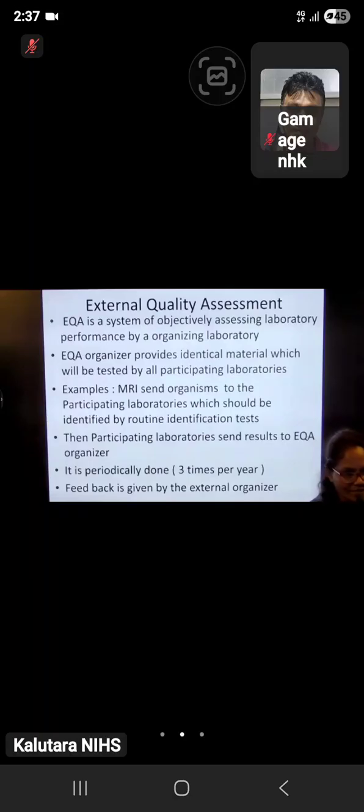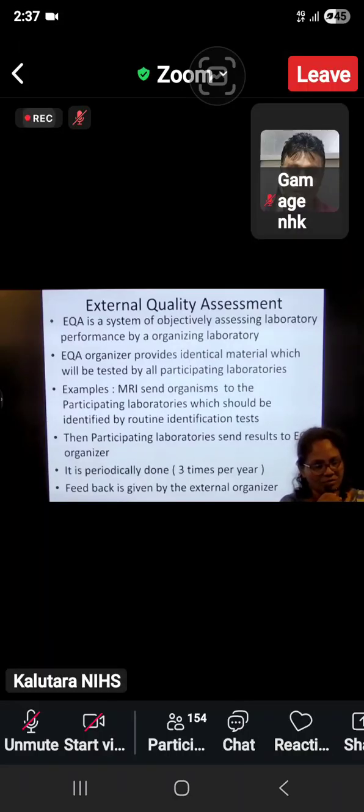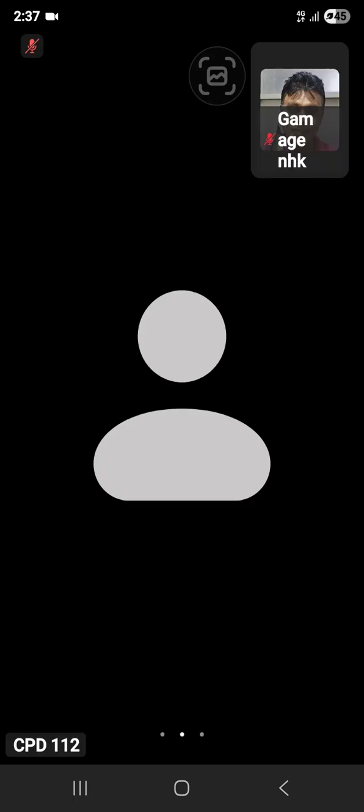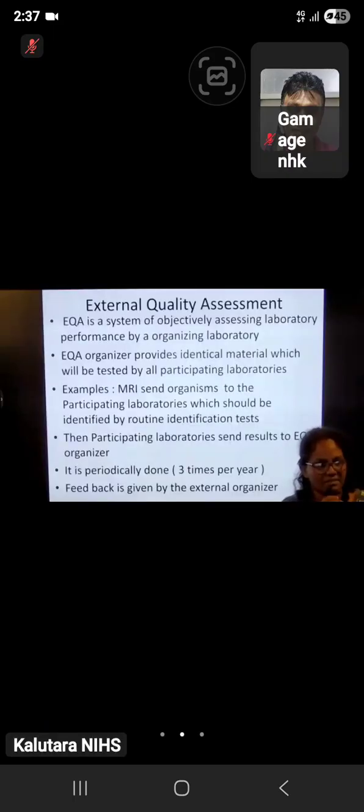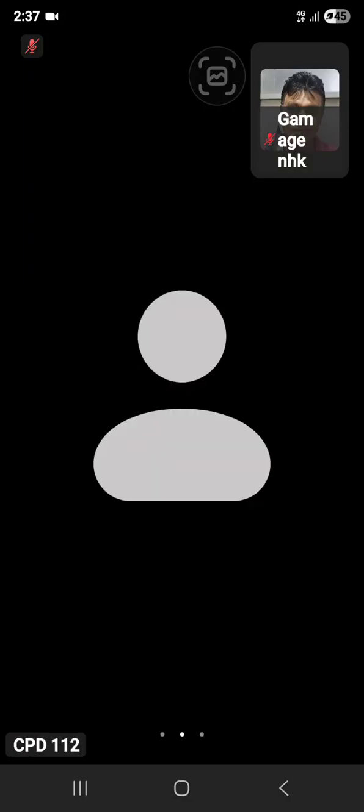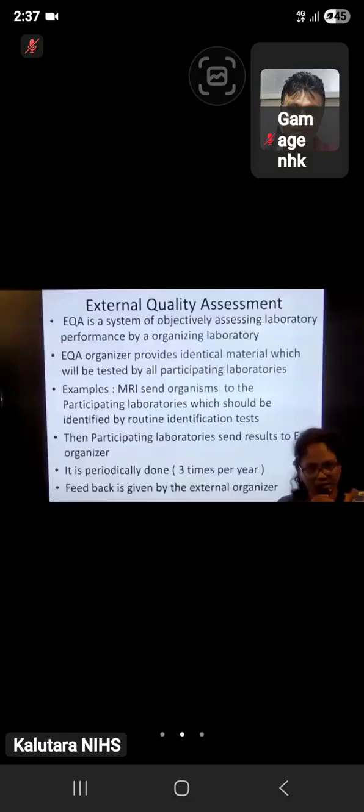In microbiology laboratories, how many times do you have to do per year? How many times? 3 or 4? How many times do you do? Those who are working in microbiology?